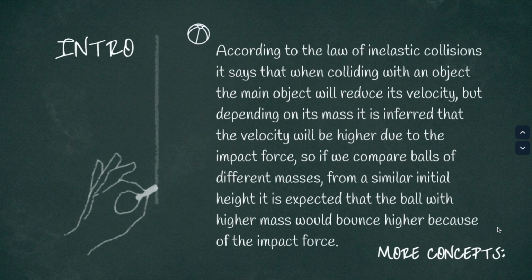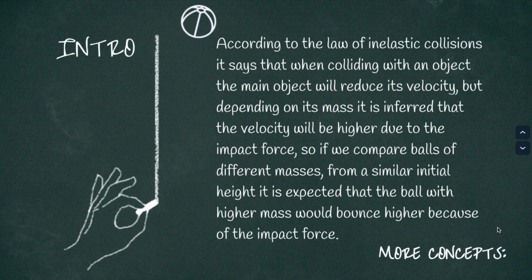For introducing this research, I will explain the main concepts and the perspective of the experiment. According to the law of inelastic collisions, when colliding with an object, the main object will reduce its velocity. But depending on its mass, it is inferred that the velocity will be higher due to the impact force. So if we compare balls of different masses from a similar initial height, it is expected that the ball with the higher mass will bounce higher because of its impact force.